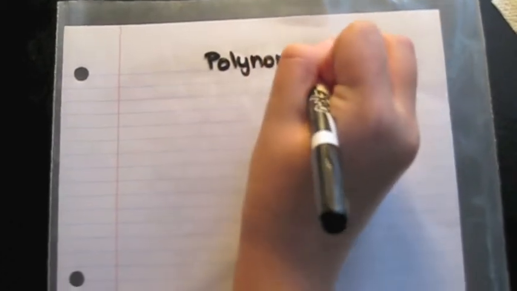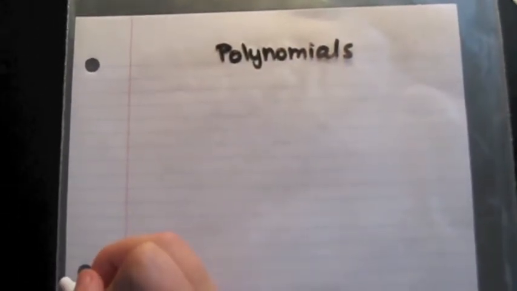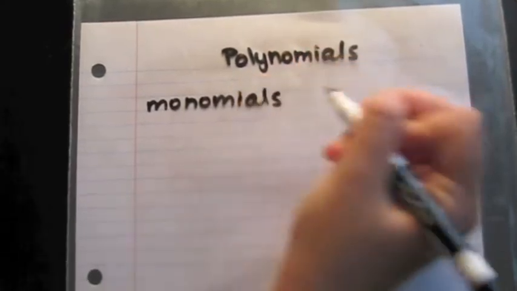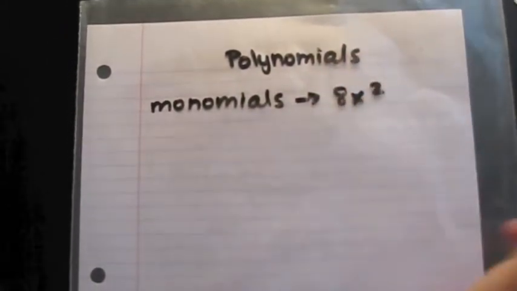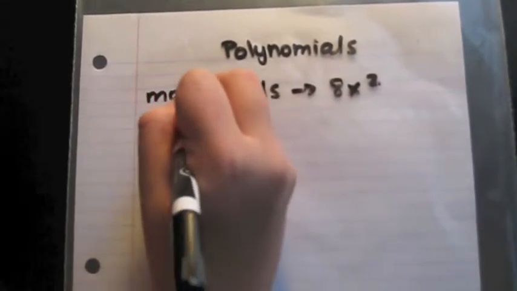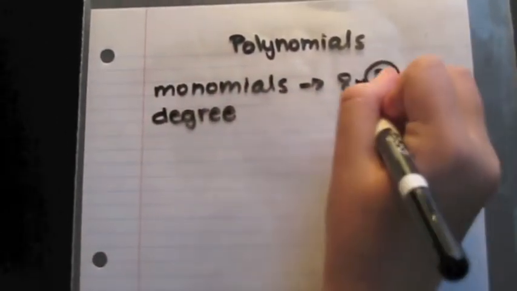Here is a quick lesson on polynomials. Polynomials are algebraic expressions that include real numbers and variables. They contain more than one term, and they are the sums of monomials, which have only one term, like 8x squared. The degree of the term is the exponent of the variable, so the degree of 8x squared is 2.